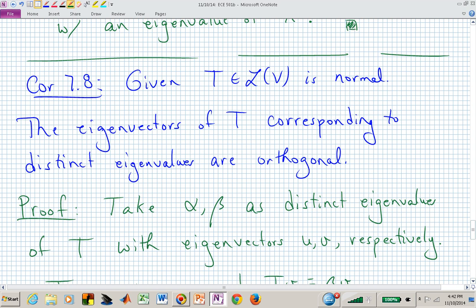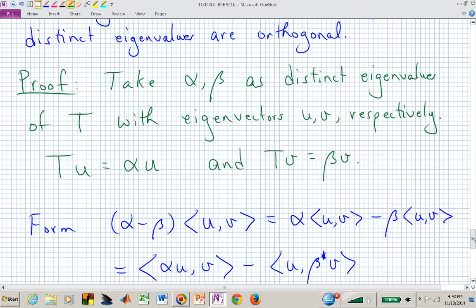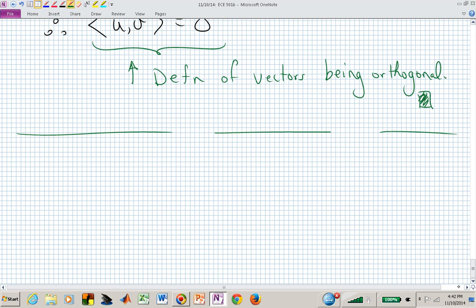If we have normal operators, then we can say, oh, what's an eigenvalue? Oh, that eigenvalue is distinct from this one. Then we know something about their eigenvectors. They're orthogonal, and that makes it nice when we're starting to combine things or add things up. Think Fourier series in the infinite dimensional case.